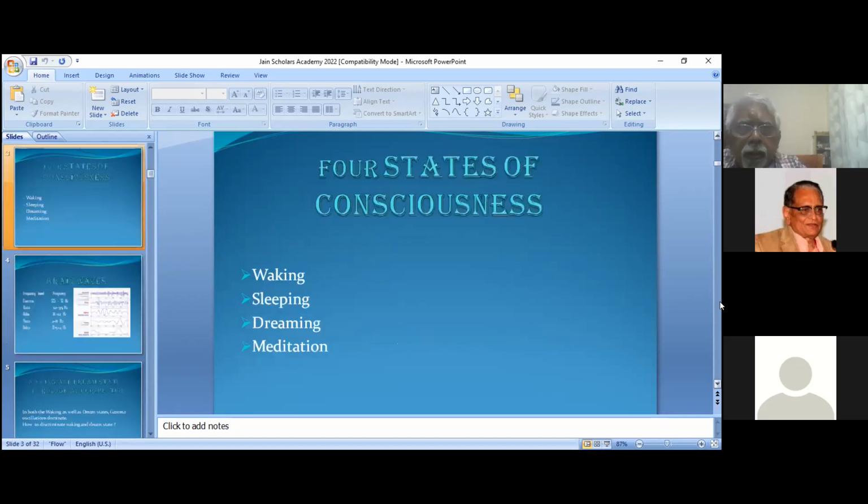What are the states of consciousness? There are broadly four states of consciousness. One is jagrat, or waking. Another is sushupti, deep sleep. Another is swapna, dreaming. And the fourth one is meditation. So today I will focus mainly on meditation and the states of meditation.